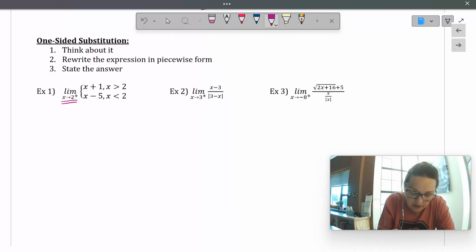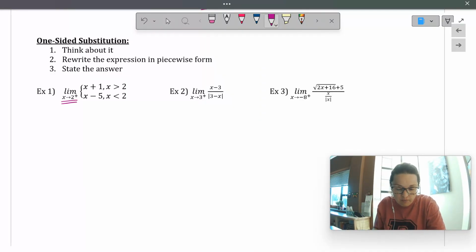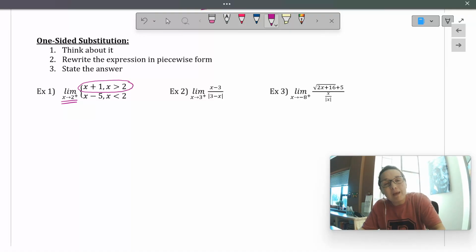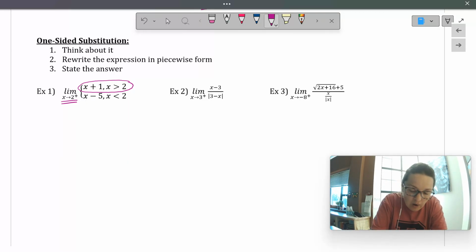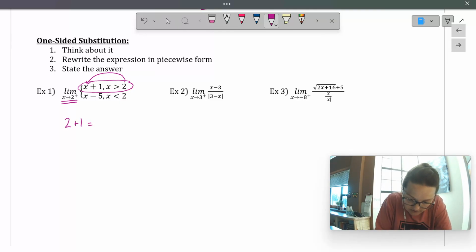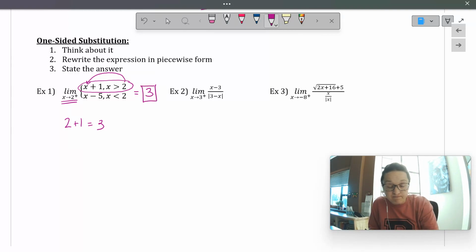So for this first one, if I wanted x coming at 2 from the right, I would need to say, okay, if I'm coming at x and it's 2 and it's from the right, those are values greater than 2. That means I'm looking at whatever piece of the domain includes numbers bigger than 2. And so if I think about numbers coming from bigger than 2, I'm really going to throw 2 into this expression piece of the function. So 2 plus 1 is 3. And so the limit as x approaches 2 from the right is 3.